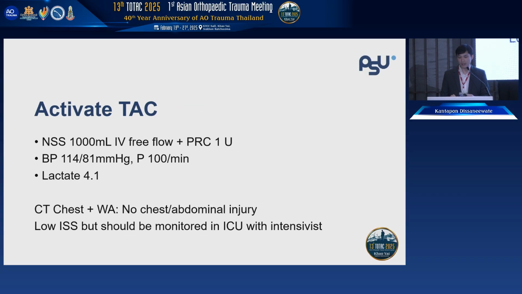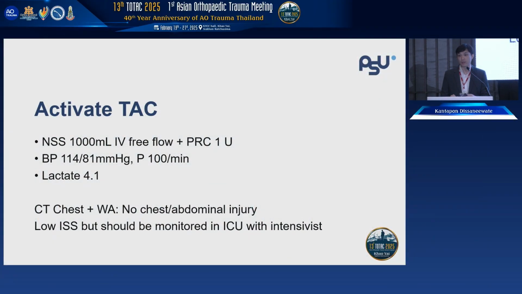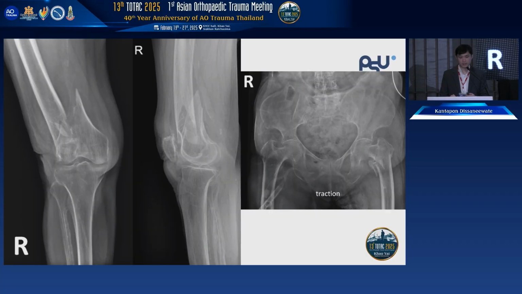We did activate trauma activation, gave 100 milliliters of saline and packed red cells. The BP went back up, lactate of 4. CT chest and whole abdomen showed no abdominal or chest injury. So this patient may have a low ISS, so just a polyfracture patient. But actually, you can consider them polytrauma and treat them accordingly with trauma team activation and ICU admission. So these are the fractures.